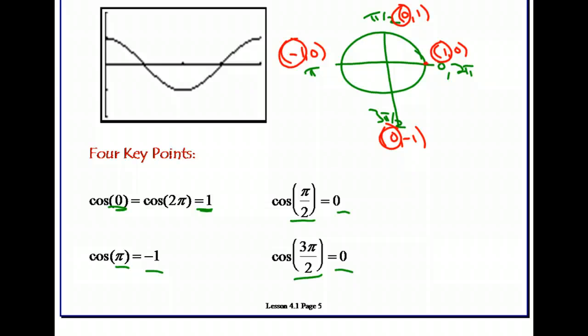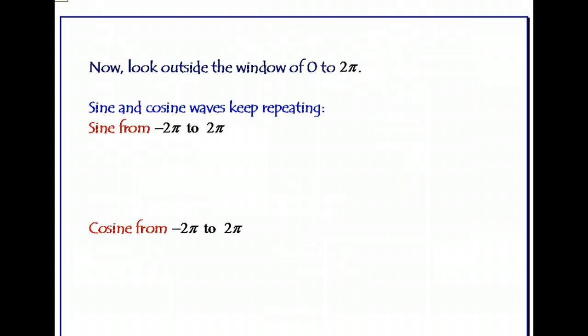All right, so that's an introduction to our sine and cosine graph. And our next slide, which will be our next video, we're going to look outside that 0 to 2 pi window to really see the periodic nature of this.